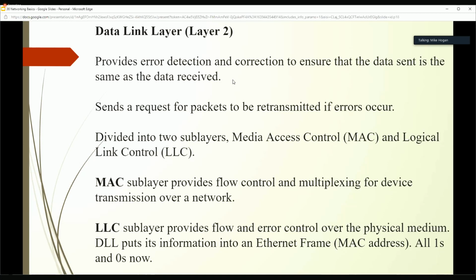And so we are just now at layer two, and it's going to go ahead and do an error detection to see if what we've received is corrupted or not. If it's corrupted, then retransmission is going to take place. Like I said, this data link layer is divided into the media access control and the logical link control. The MAC sublayer provides flow control and multiplexing. And then the LLC, which is where it gets a little confusing in terms of some of the naming, the sublayer, the LLC, is also where that MAC address lives, right? So the ones and zeros that are going to determine that addressing information.